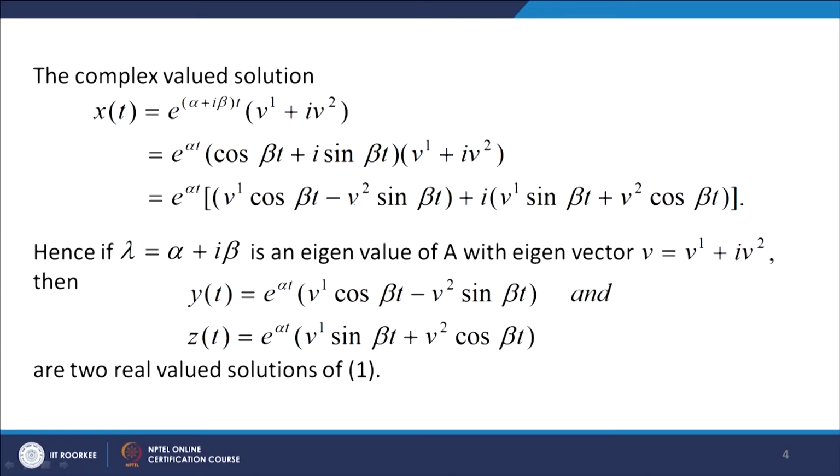So, b1 cos βt − b2 sin βt plus i times (b1 sin βt + b2 cos βt). Hence, if λ = α + iβ is an eigenvalue of A with eigenvector v = b1 + i b2, then y(t) = e^(αt)(b1 cos βt − b2 sin βt) and z(t) = e^(αt)(b1 sin βt + b2 cos βt) are two real valued solutions of the homogeneous system x dot = Ax.